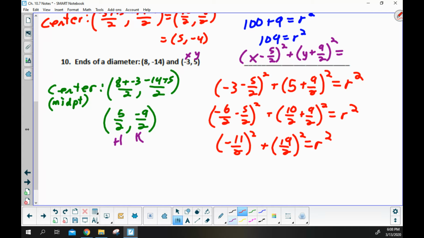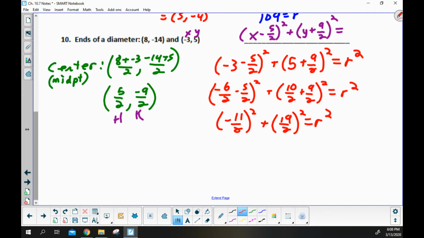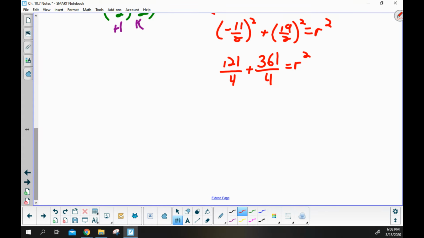So this is going to be a little bit big, but we should be able to square all those numbers. Negative 11 over 2 squared, so 11 squared is 121. 2 squared is 4, plus 19 squared, that is 361 over 4. That gives me r squared. So 121 plus 361, that is 482 over 4 equals r squared. And 482 over 4 reduces to 241 over 2 equals r squared.